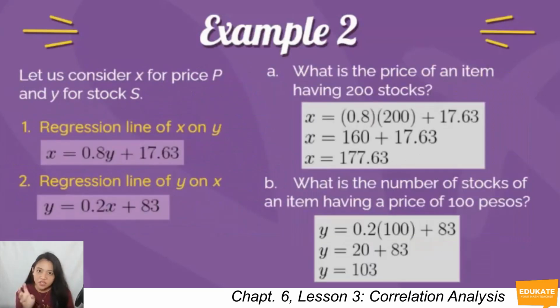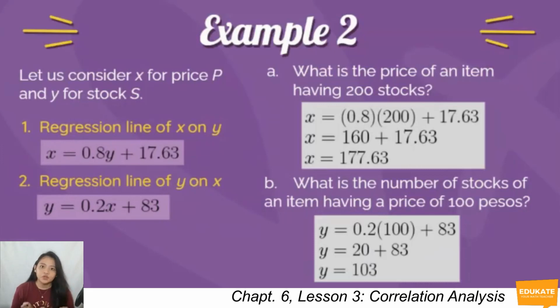So from example 2, here are your two regression equations. The first one, regression line of X on Y: X equals 0.8Y plus 17.63. For the second one, regression line of Y on X: Y equals 0.2X plus 83.